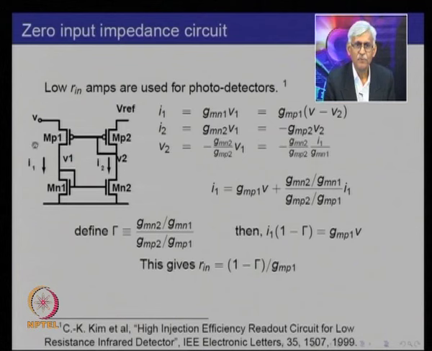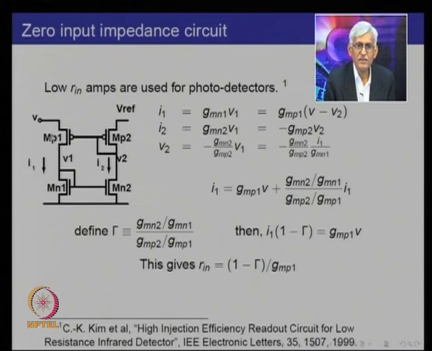For example, I1 is GMN1, that is the GM of this n-channel transistor, times V1, where V1 is the AC or the fluctuating voltage across this transistor. Notice that this is diode connected, and therefore, the current is GM times V1, where V1 is the voltage at the drain as well as at the gate.